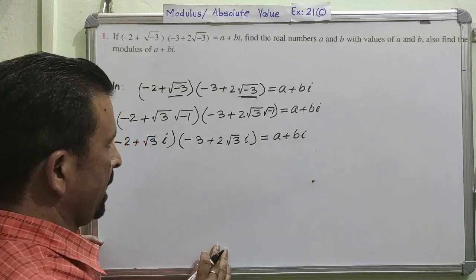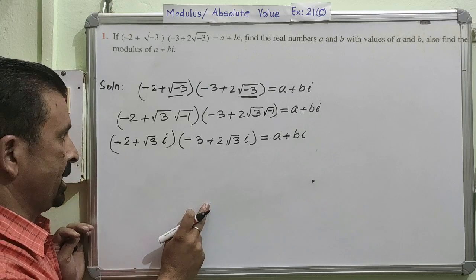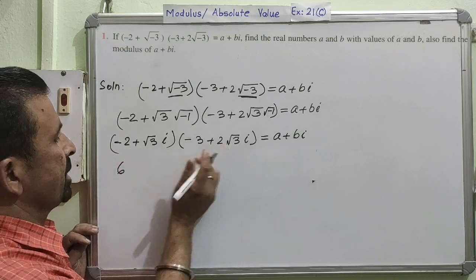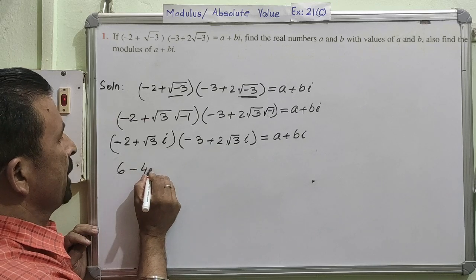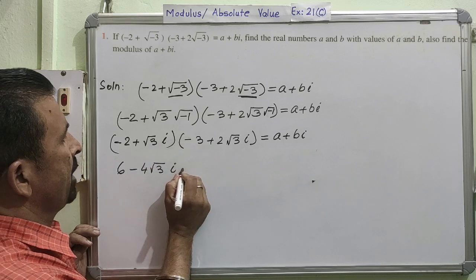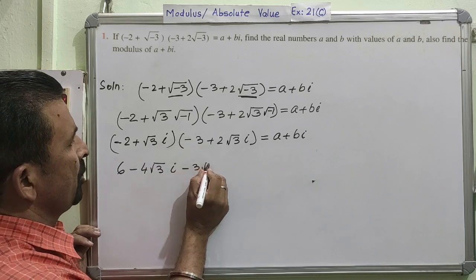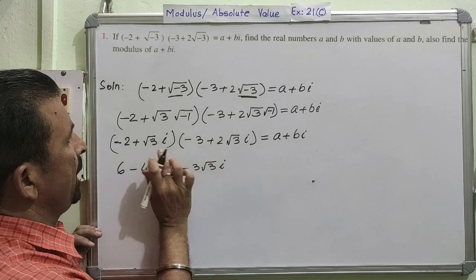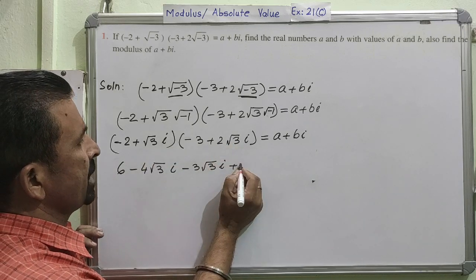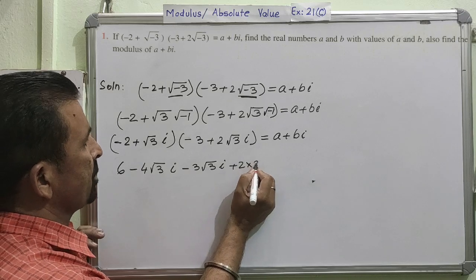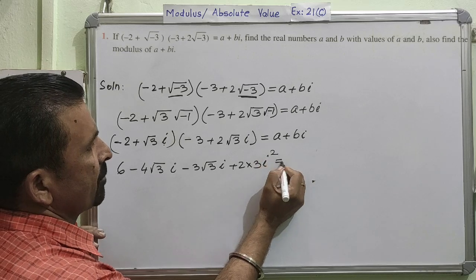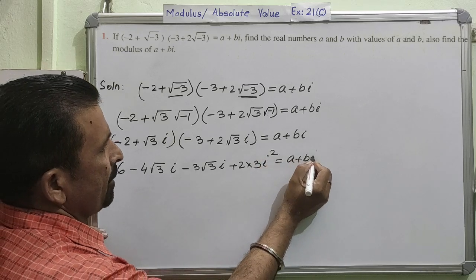Now we are going to further multiply these two. So negative 2 into negative 3 is positive 6. Negative 2 into 2 root 3 i will become negative 4 root 3 i. Then root 3 i into negative 3 will become negative 3 root 3 i. And then 2 root 3 i into root 3 i will become 2 times 3, with i into i becoming i square, is equal to a plus bi.